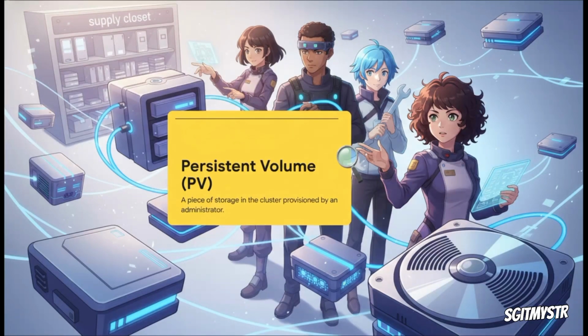Well, the first piece of the puzzle is something called the persistent volume, or PV. You can think of this as just a big pool of available storage resources. An admin sets up these volumes. They might be super fast SSDs or big old hard drives, and gets them ready for applications to use. It's basically the supply closet of storage for the whole cluster.